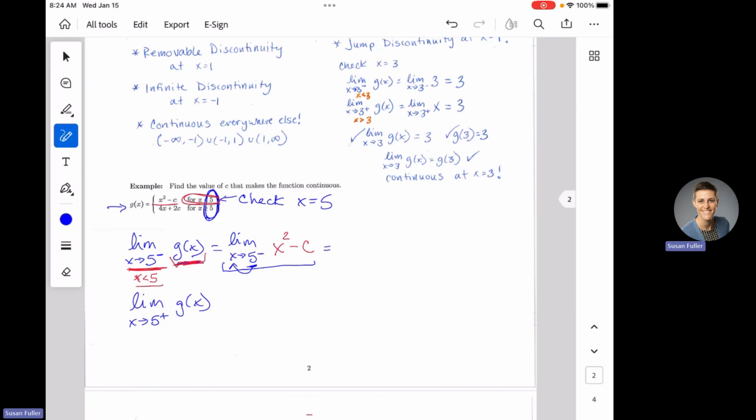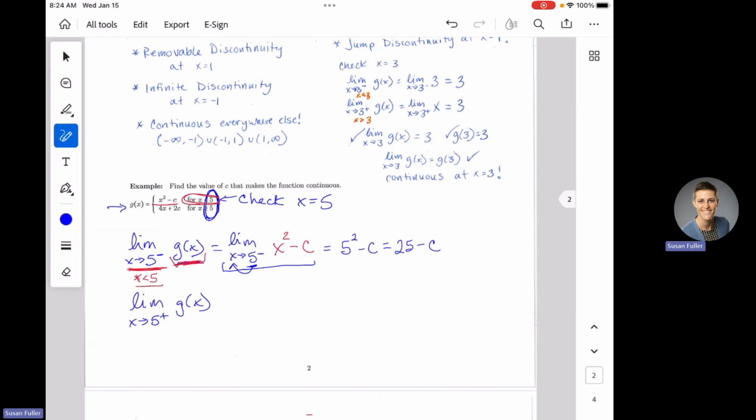So if I'm plugging 5 in for x, I'm going to get 5 squared minus c. This is 25 minus c. I know it feels weird because there's a c in there. Don't panic. We're just going to leave it. This is the limit as x approaches 5 from the left. It's 25 minus c. That's the number that we're headed toward.